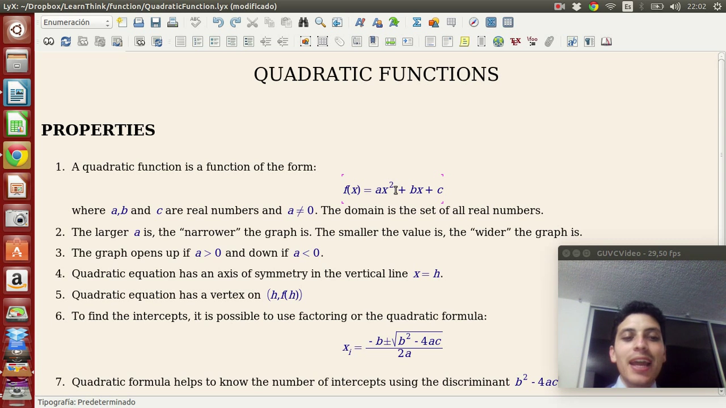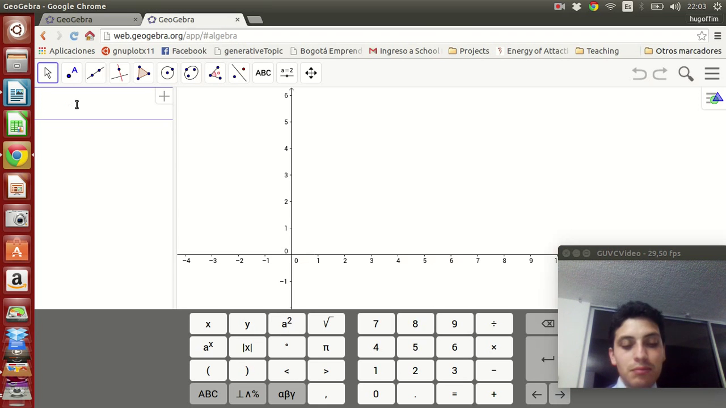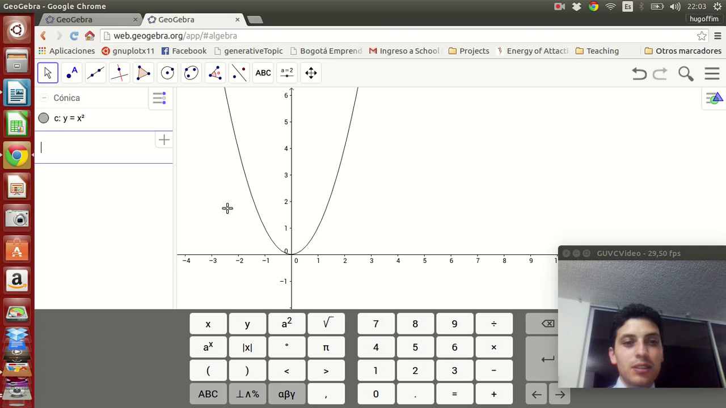Now, the larger a is, the narrower the graph is, and the smaller the value is, the wider the graph is. So let me show you this with a graph. What does it mean, narrower and wider? So we're going to start doing the graph with positive x squared. So you can see here x squared, positive.